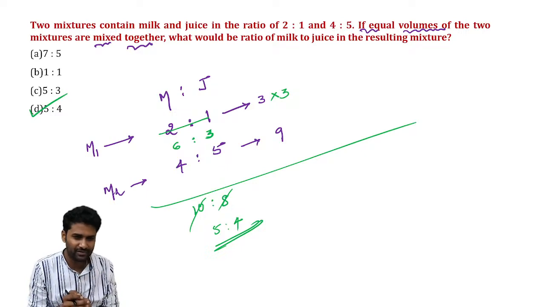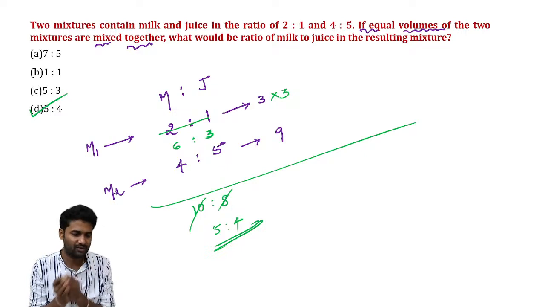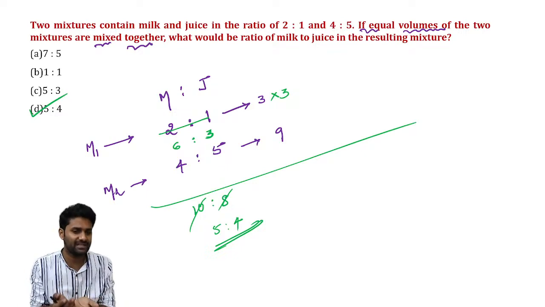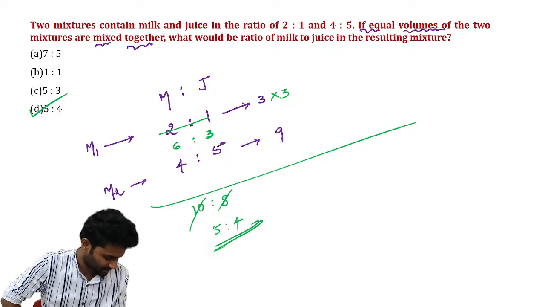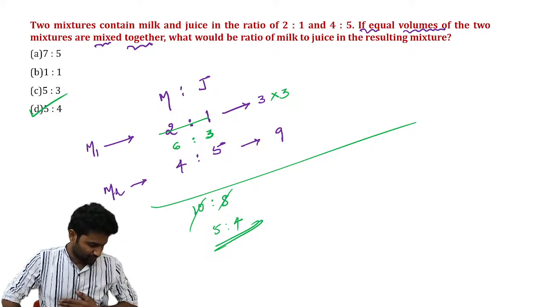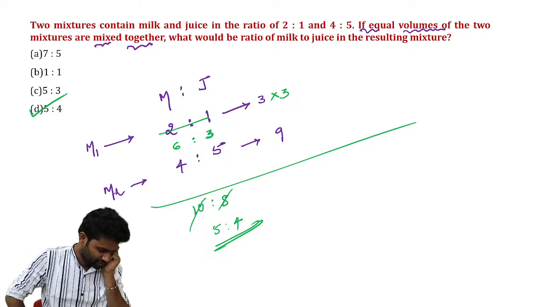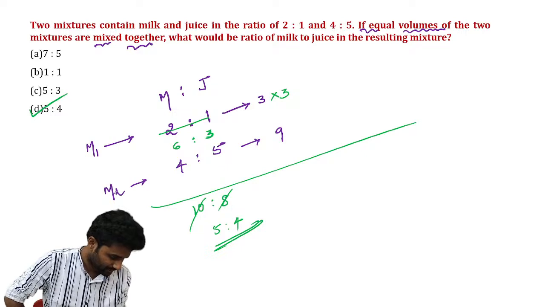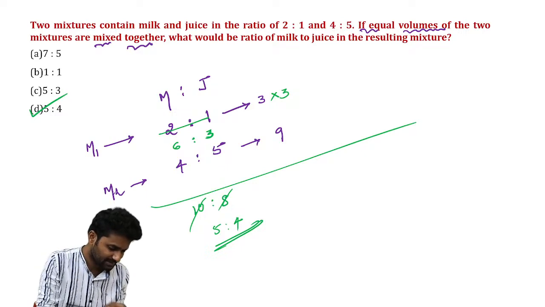So how are we going to equate it? Mixture 2 is 9 quantities, mixture 1 is 3 quantities. You have to multiply only mixture 1 by 3 units. Then they become equal quantity. So 5 is to 4 is the correct answer. Very good, Nana, Joshna. Raju says 7 is to 5. It's not, Raju, it's 5 is to 4. Is it clear?